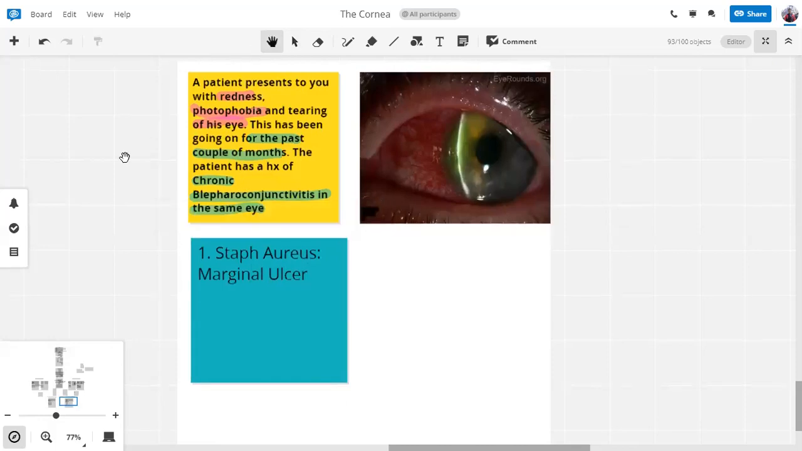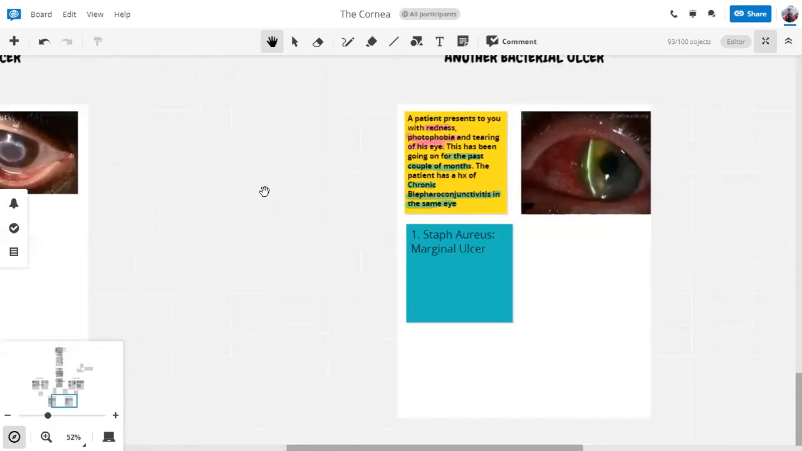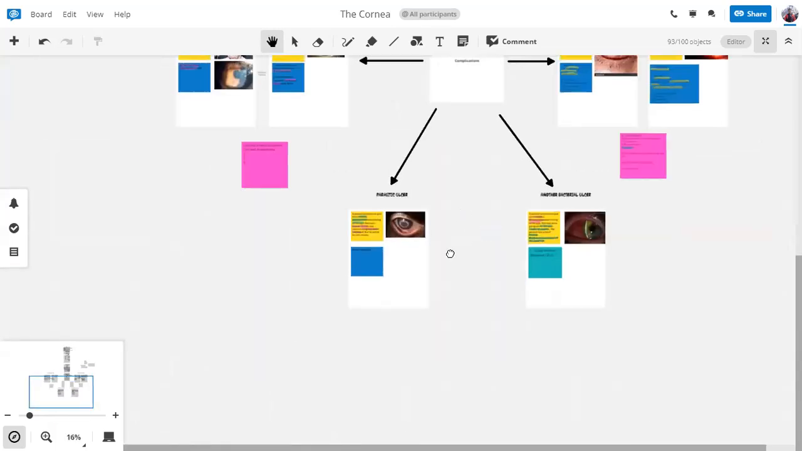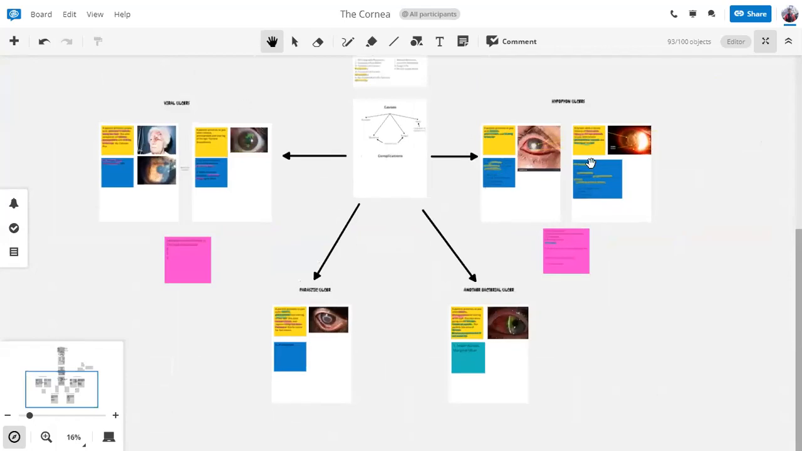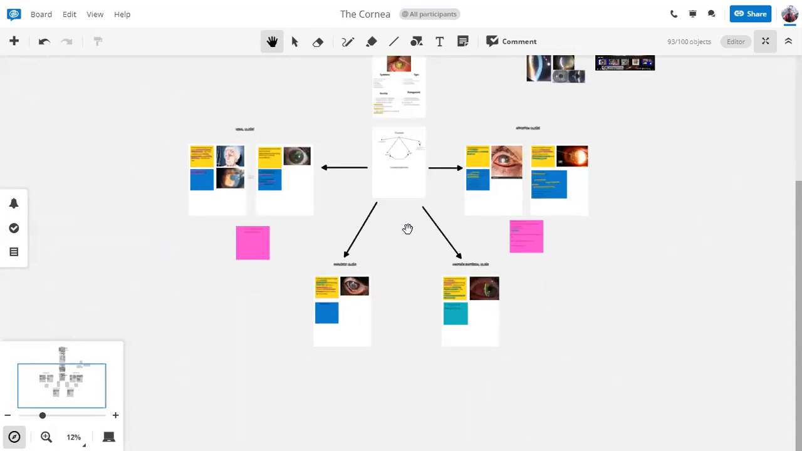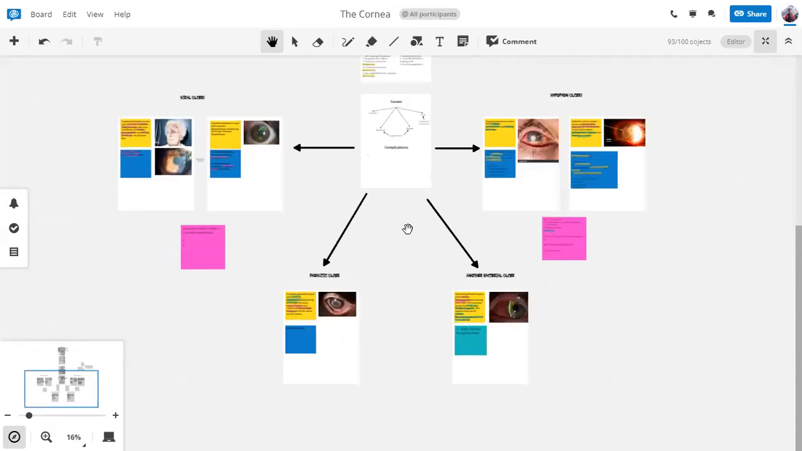The important thing in a history of marginal ulcer is that the patient will have a history of chronic blepharoconjunctivitis. The patient who comes with a marginal corneal ulcer will have a corneal ulcer at the margins. He will have a history of chronic blepharoconjunctivitis in the same eye. So these are all of the infectious corneal ulcers or keratitis, which we have to remember, which are high yield for us in professional examinations in vivas.